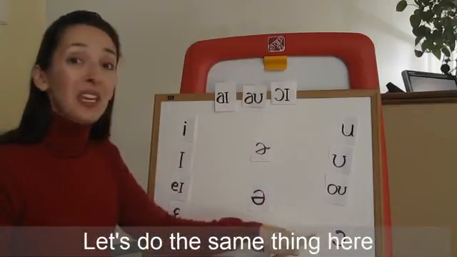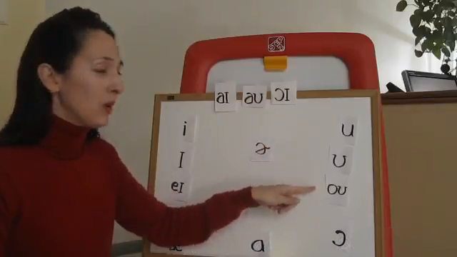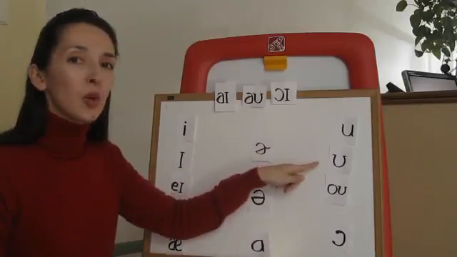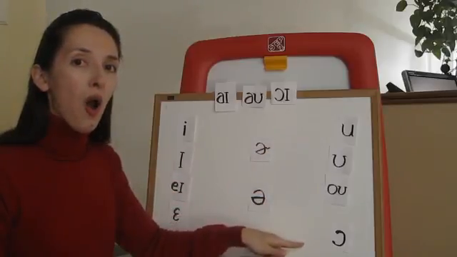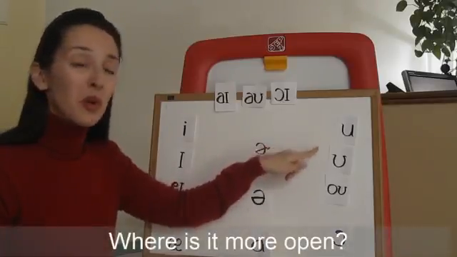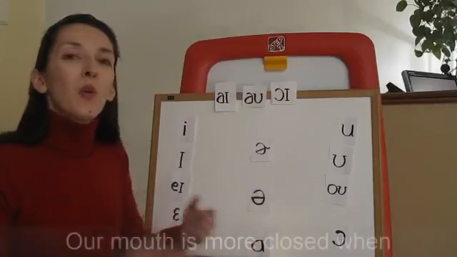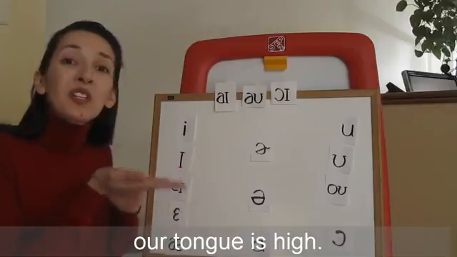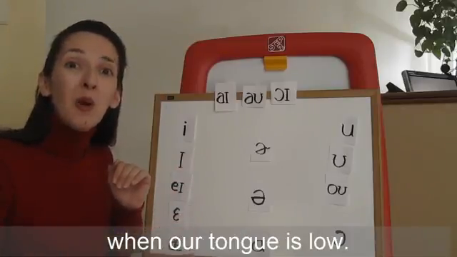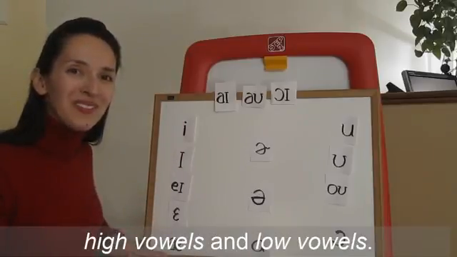Let's do the same thing here with this group of vowels. U, O, A. Where is my mouth more closed? Where is it more open? U, A. Our mouth is more closed when our tongue is high, and our mouth is more open when our tongue is low. That's why we talk about high vowels and low vowels.